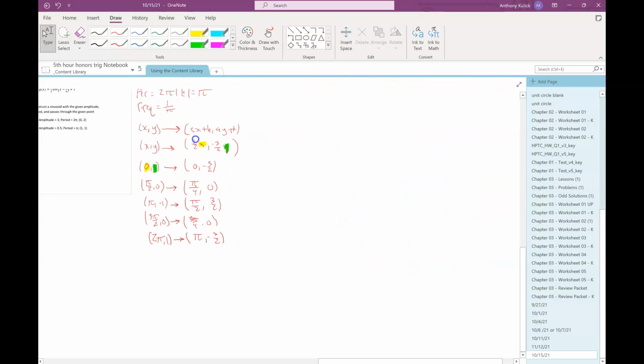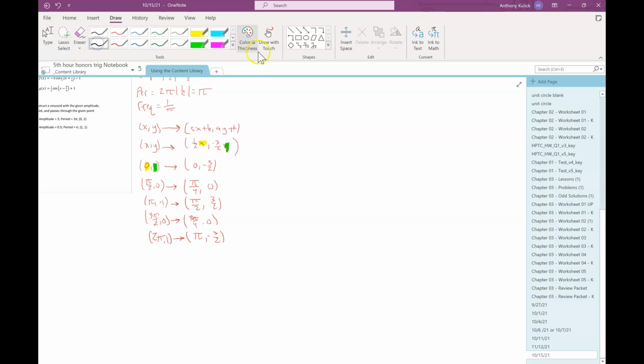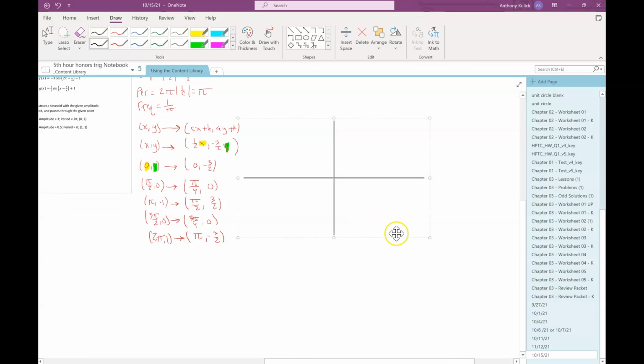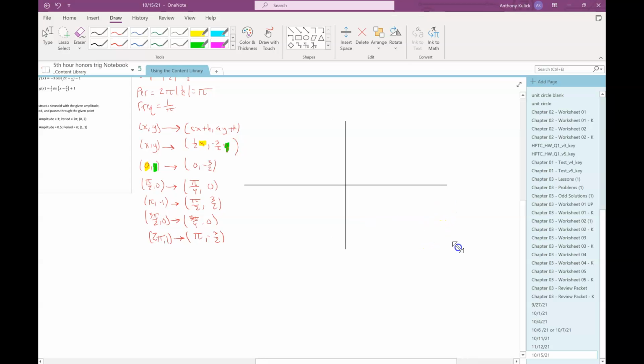Okay, so there's my key points. What I need to do now is to plot these key points and then extend my graph so that it covers a range of values from -4 pi to +4 pi, I think is what the directions asked for. All right, so that looks okay.